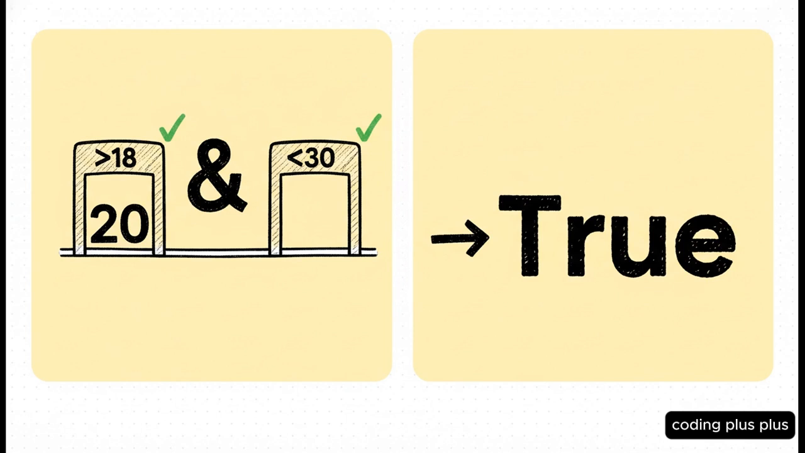But what if you need to check a couple of things at the same time? That's where logical operators like AND are perfect. Here, we're checking two things. Is the age greater than 18, and is it also less than 30? Since 20 meets both of those conditions, the whole expression becomes true.